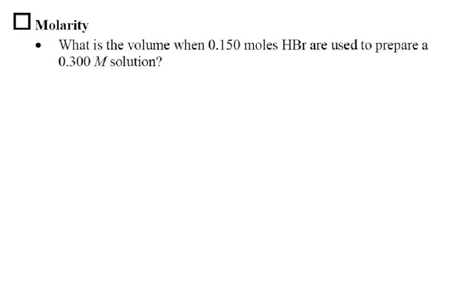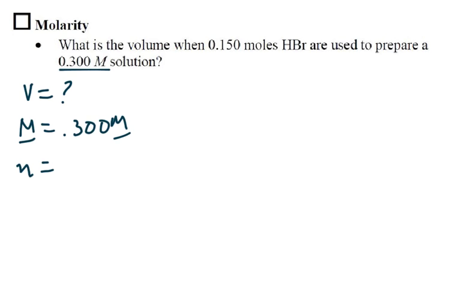Okay, molarity. Here we get to an IESA kind of a problem. And remember, IESA is show the information, write the equation, and then we're going to substitute and get the answer. So what is the volume? We're looking for volume, molarity, and the number of moles. Molarity, we're given that 0.300 molar. And we can see that right there. And we have 0.15 moles.